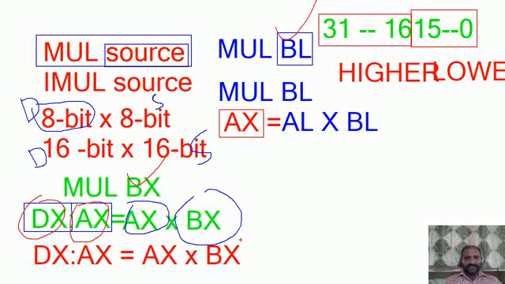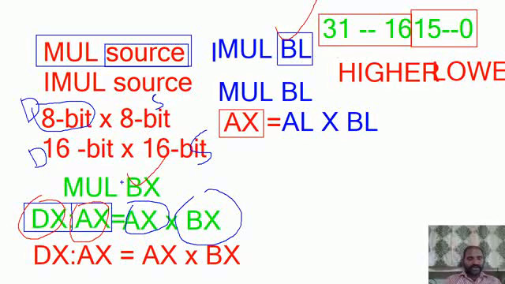Similar to the MUL, we have the IMUL. Same concept: in place of the MUL, we are going to have the IMUL everywhere. The explanation is the same: 8-bit multiplication as well as 16-bit multiplication. The result is going to be a 32-bit number.